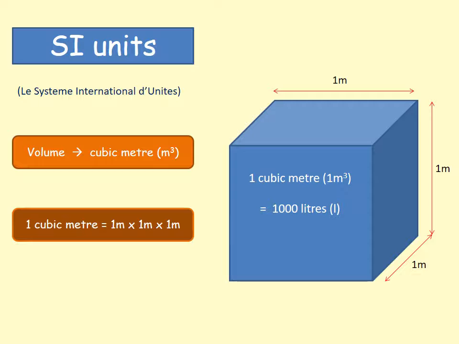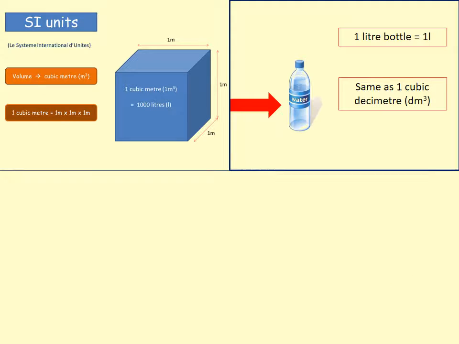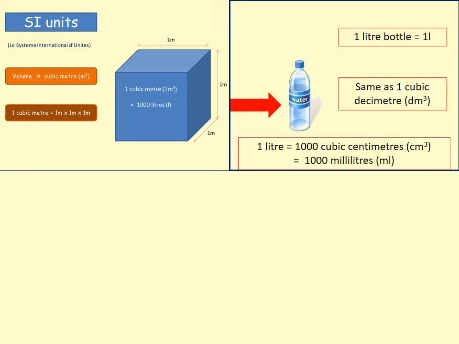So 1 cubic meter, or 1 meter cubed, is 1,000 liters. They are interchangeable in that sense. Your 1 liter drink bottle would be the same as saying 1 cubic decimeter, or decimeter cubed. Just as we have meter long rulers, we also have centimeter rulers. We can measure volume in different amounts.